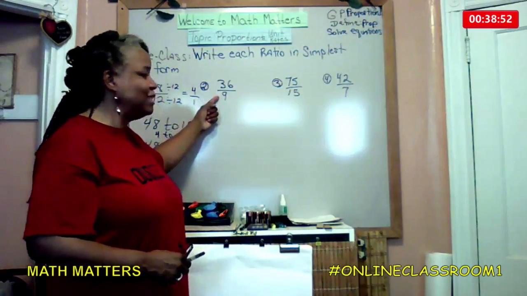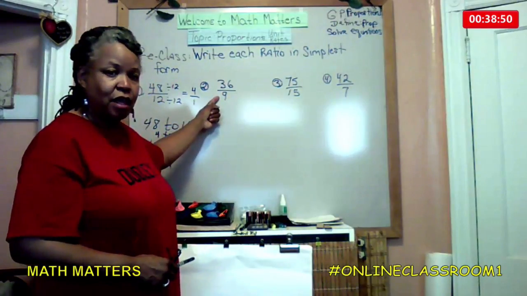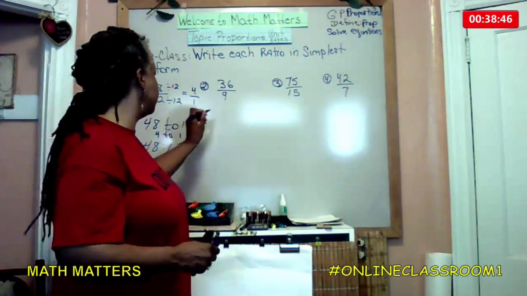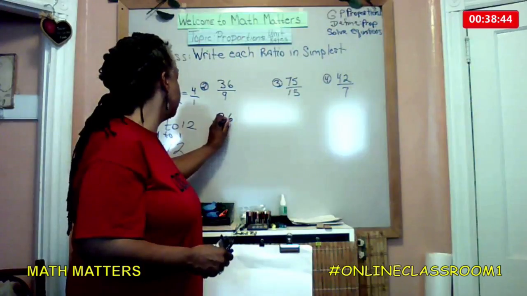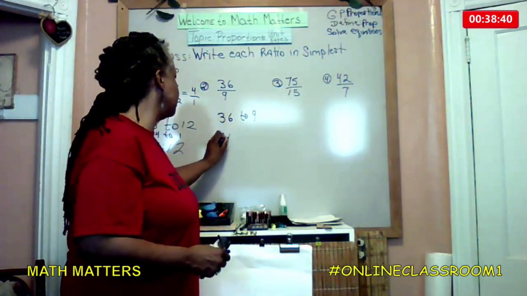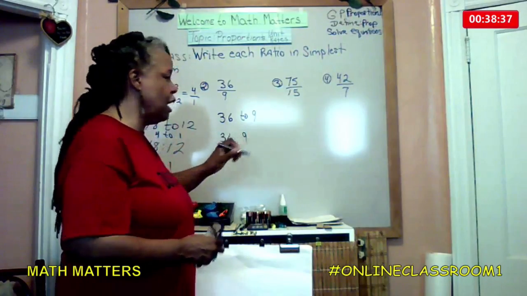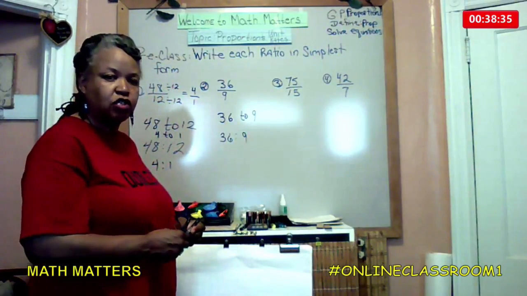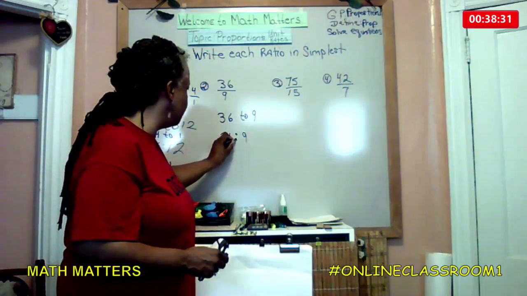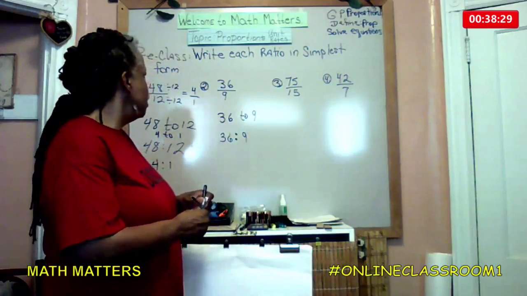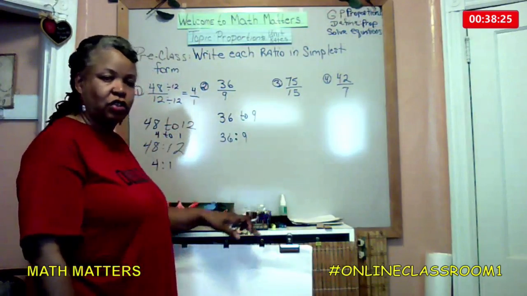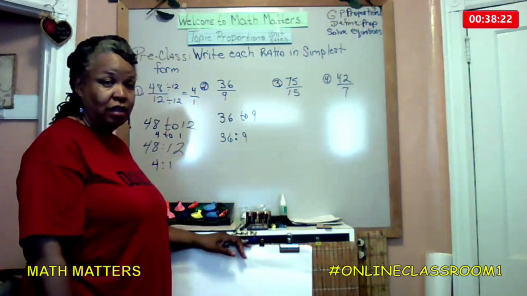And we'll talk about that a little further as we go on. Let's look at 36 to 9. Remember, it can be written in three forms. 36 to 9, or 36 colon 9. When we simplify these ratios, we're going to simplify it in these forms as well. Okay? 36 to 9. I see a common factor. Do you see it?